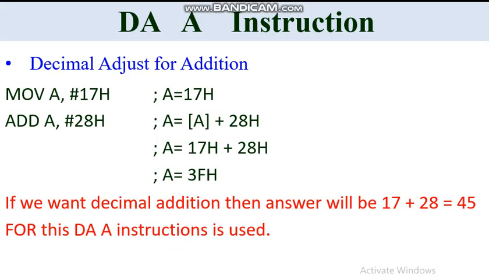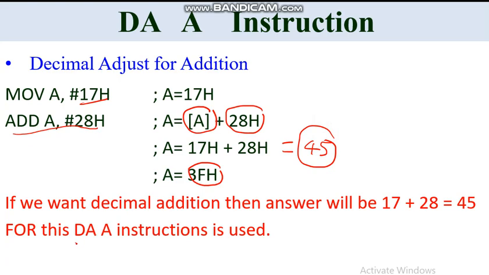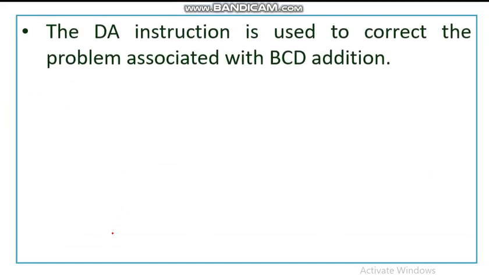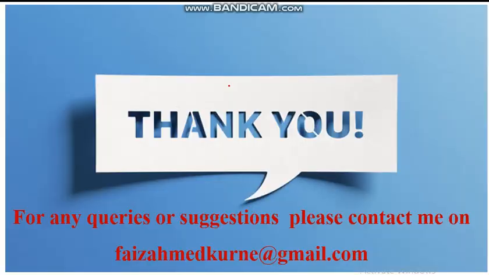Now next is DAA. Its full form is Decimal Adjust for Addition. This instruction will give the answer in decimal. You see the example here. In A we have 17. If we give the instruction ADD A,#28, it will add the content of A with the data 28H. So we get the answer here, 3FH in hex. If we want the answer in decimal, that is 45, then for this we have to give the instruction DAA. So DAA is used to correct the problem associated with it.